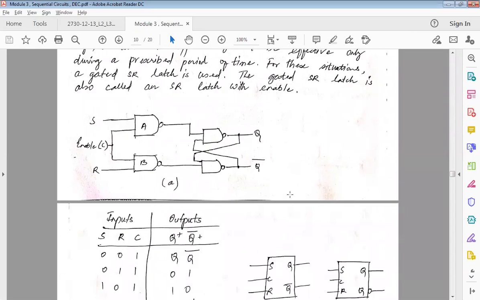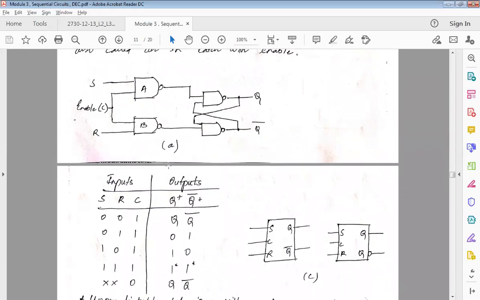This is also called an SR latch with enable. To confuse you, examiners might ask, explain SR latch with enable, or the same question can be gated SR latch. Or they can also ask, using clock signals, explain SR latch. So all these three can actually be the same.